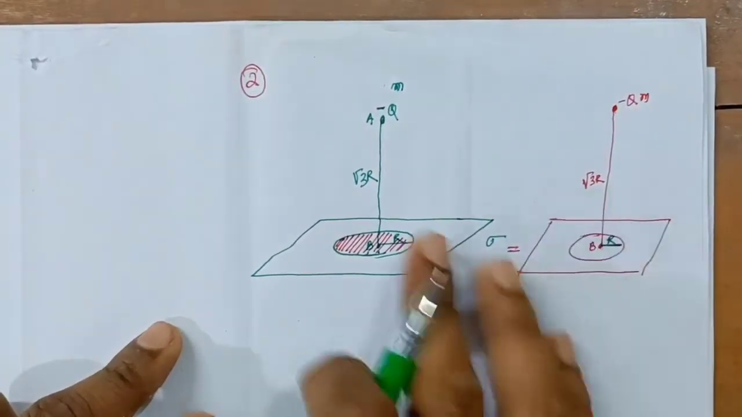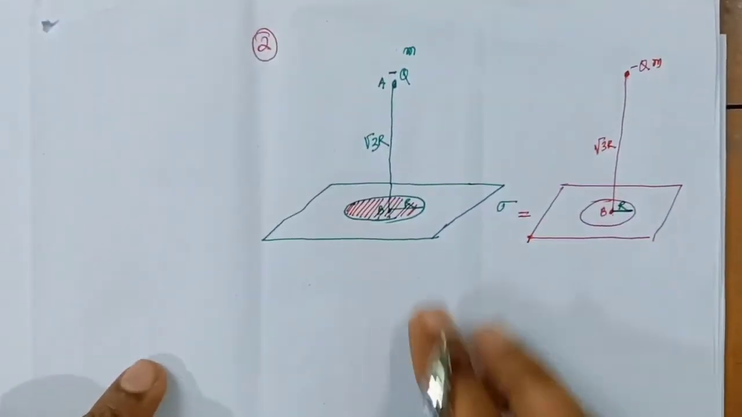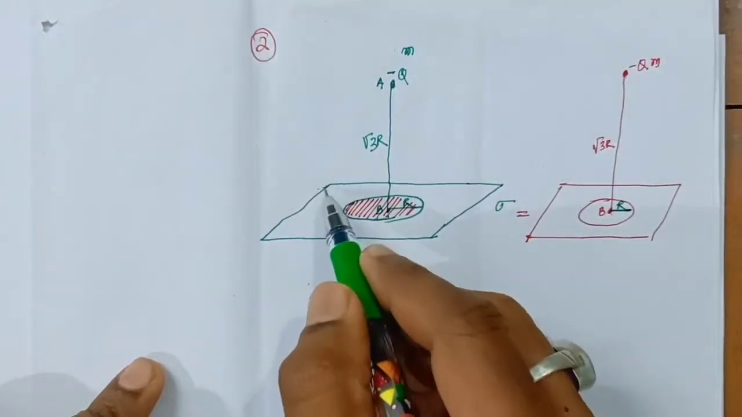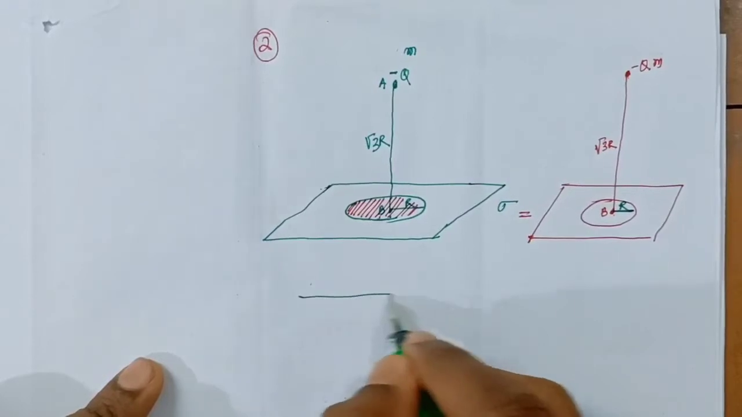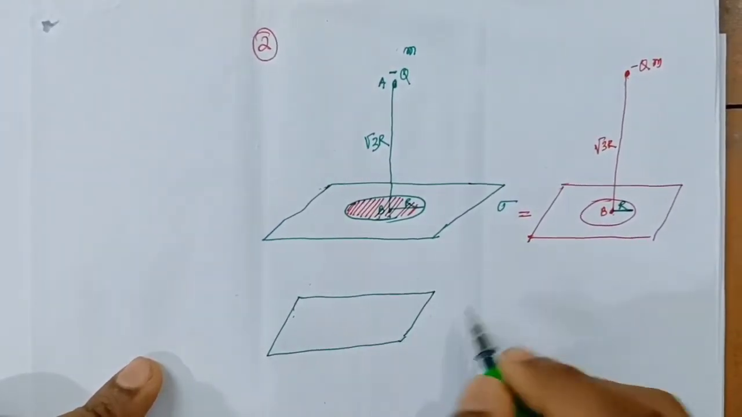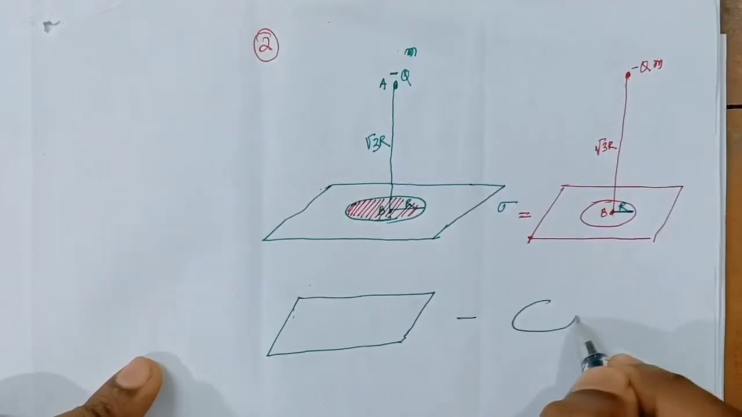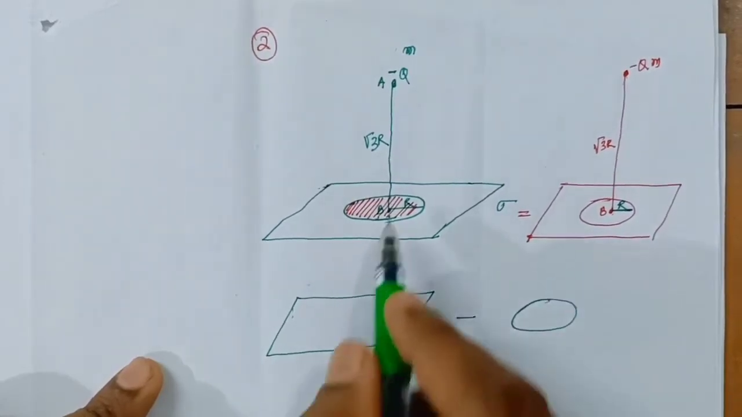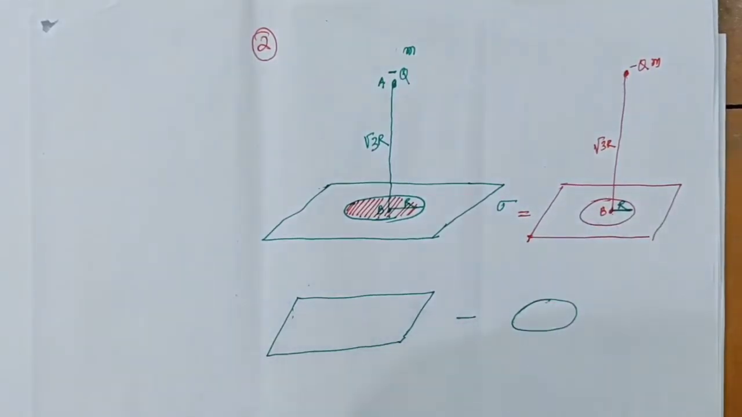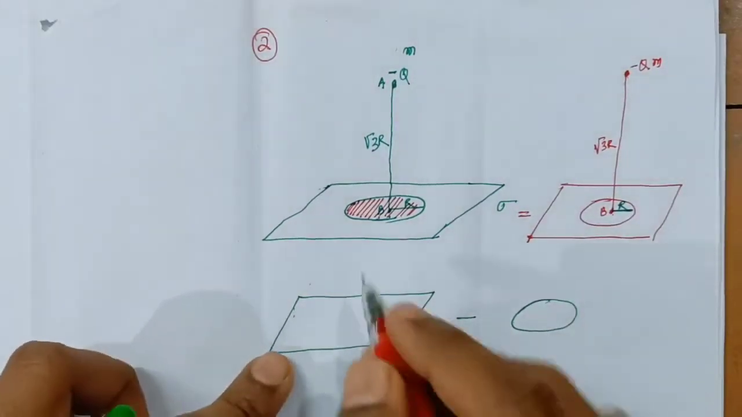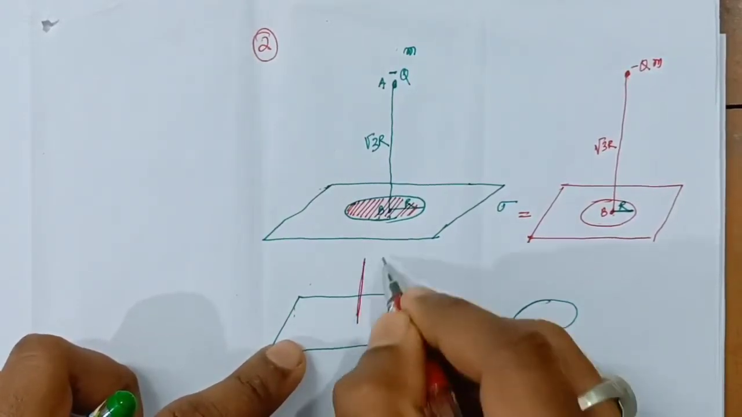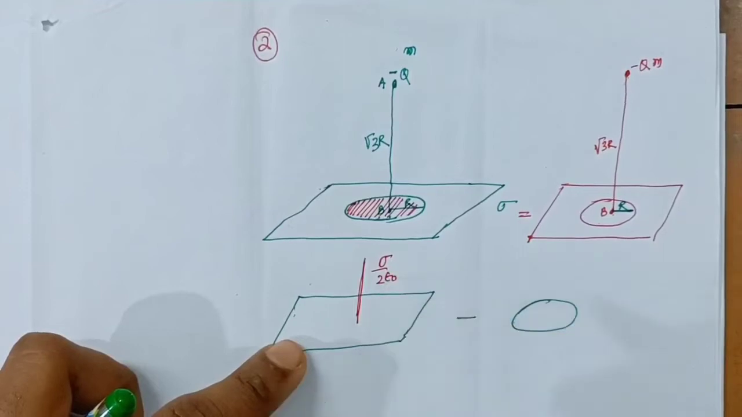If you observe, this question is a combination of two things. One is the sheet, that is, an infinite sheet minus a small disk that has been removed, then the scenario will become like this. The cavity will be formed like this. And I know the expression of electric field at a certain point due to an infinite sheet, it is sigma by 2 epsilon naught.